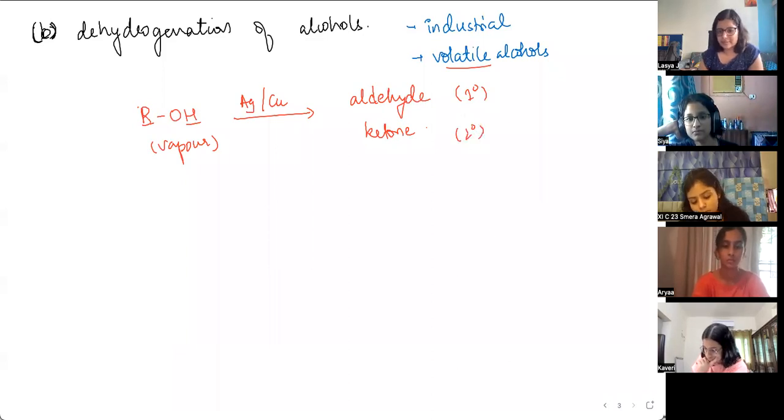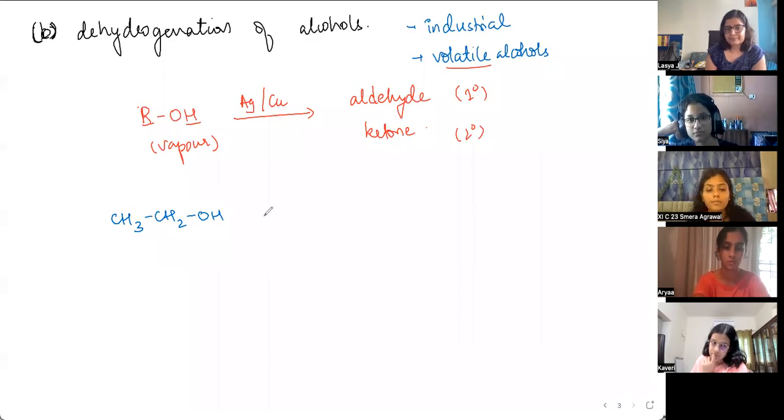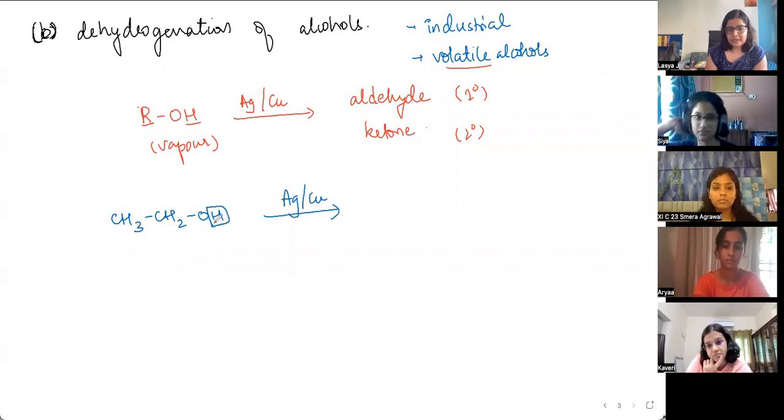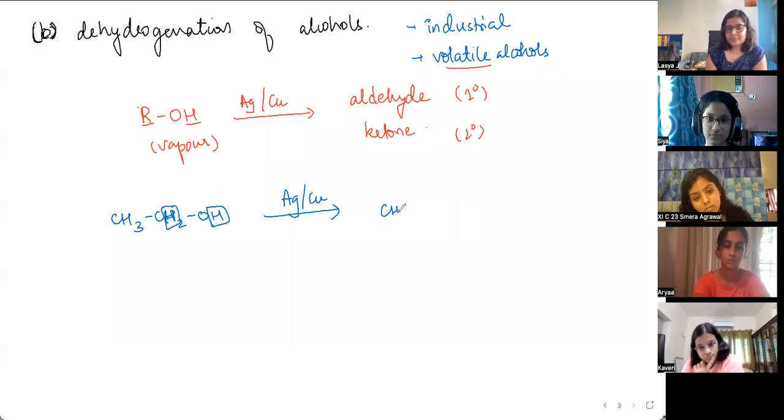We'll do a couple of examples. Suppose I have CH3CH2OH. When we pass it in the presence of copper or silver, a hydrogen from the OH and one of the hydrogens attached to the carbon are lost, and what you end up getting is CH3CH=O, that is CH3CHO.